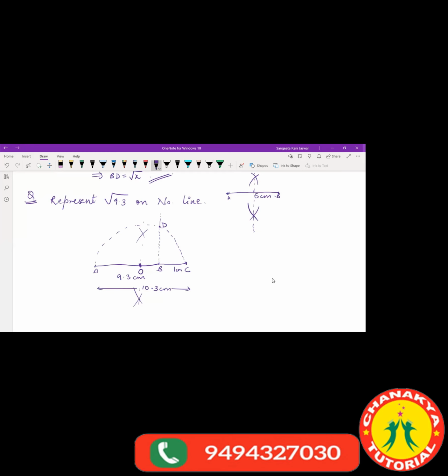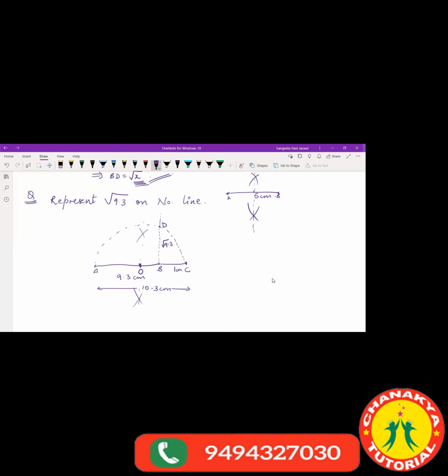Okay? Now, your next step says that this distance that you have measured now is your root over x. ये हमने measure किया था and we proved also. Okay, so now this distance is what? Root over x. Now here we have our x as 9.3 centimeters. So that means this distance BD is root over 9.3.